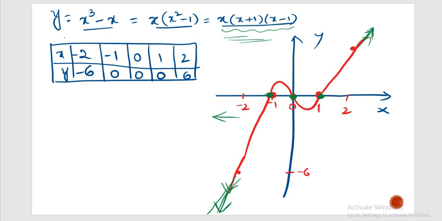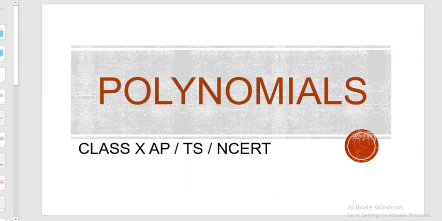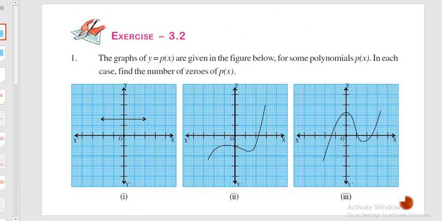Now let us see the problems related to this particular concept. Exercise 3.2: from the graphs y is equal to p of x, for some polynomial p of x, in each case find the number of zeros of p of x. You need to find out the number of zeros. See how to find the number of zeros from the graph.